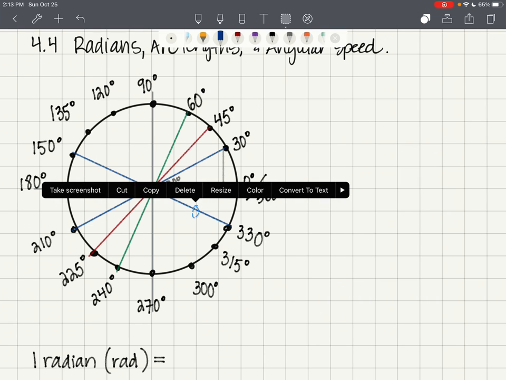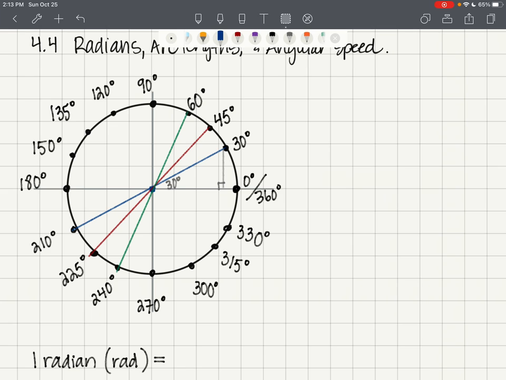I don't really like that. Let's try that one more time. Blue. Yeah, I keep messing up, don't I? One more time. Third time's a charm. I think my dots aren't in the right spot. Let's move the dot. Finally, right? There we go.